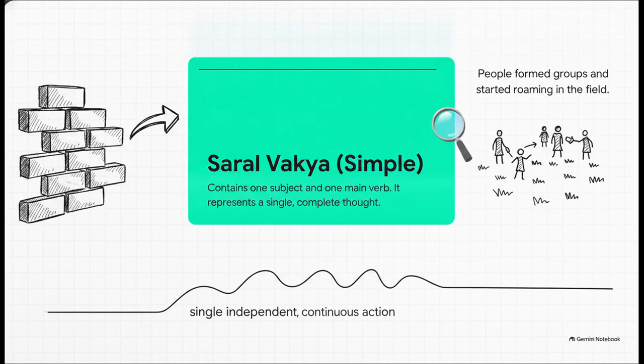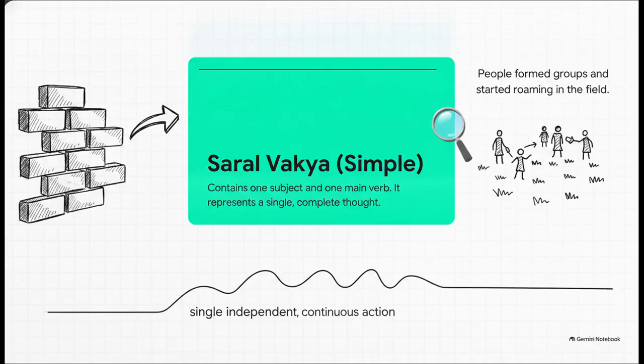Think of the simple sentence as your raw brick. It's a solid single unit. Grammatically speaking, it consists of just one main subject and one main action, or verb. Now, don't let the word simple trick you into thinking these have to be super short. A simple sentence can actually be quite long and descriptive, but at its core, it only ever contains one primary action. For instance, our source text uses this illustration. People formed groups and started roaming in the field. Even though it feels like a lot is happening there, structurally it functions as one independent, continuous action driven by a single subject.